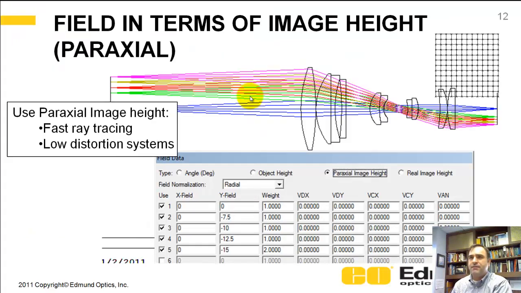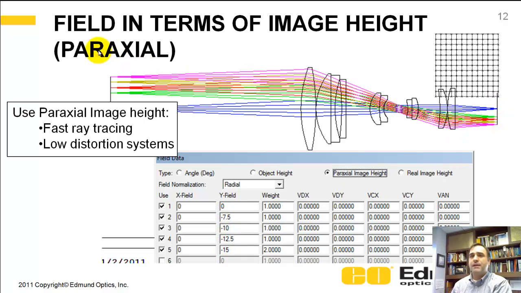Likewise, I can specify field in terms of the image height. Okay, and I've flipped signs here. I've gone -7 to -15, and again, it's a factor of 2. This is a half X magnifying telecentric lens. So I'm specifying -7.5 to -15. That is this image over here.